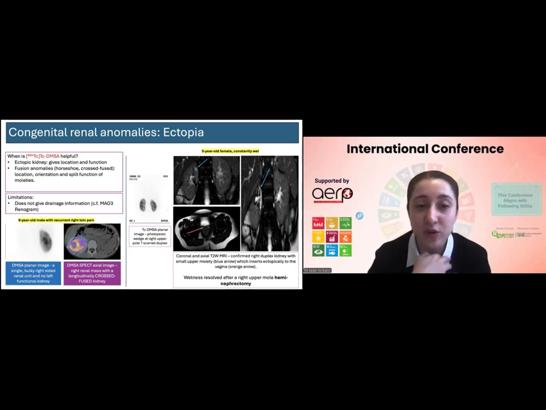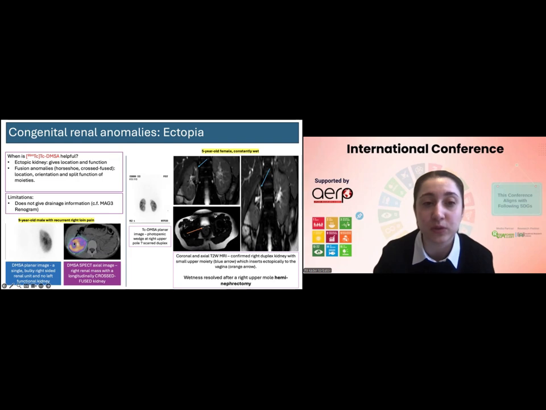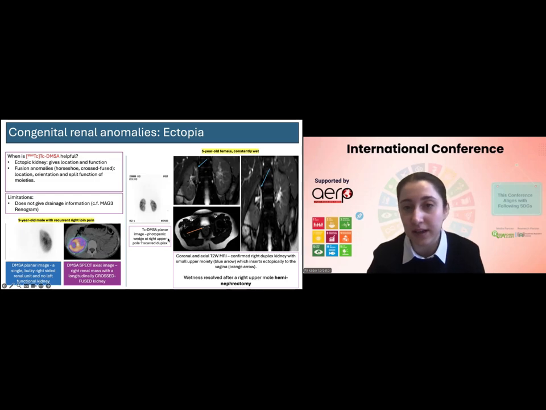And then later on, we performed a DMSA SPECT CT scan, which helped us identify again a right renal mass with a longitudinally cross-fused kidney. It is relatively well functioning, so they didn't have an operation after this. It was just that they were monitored with further investigations down the line.